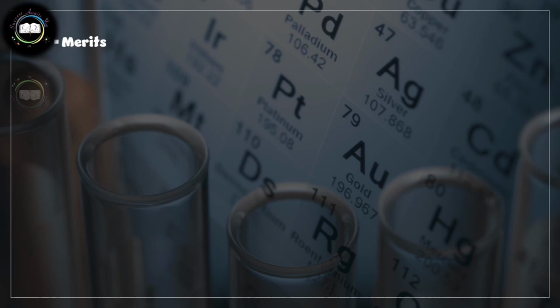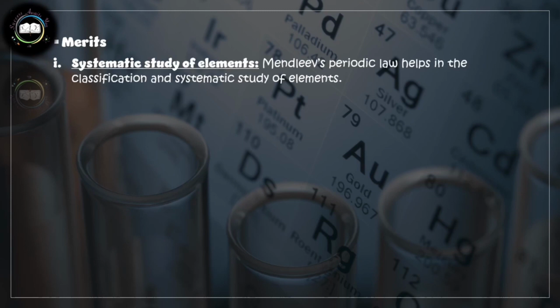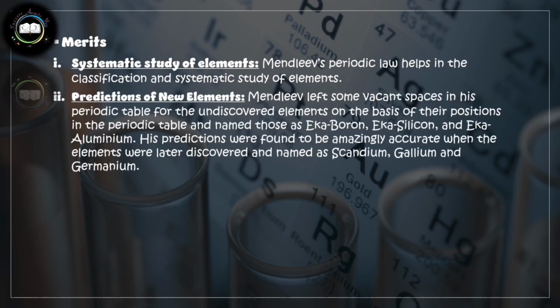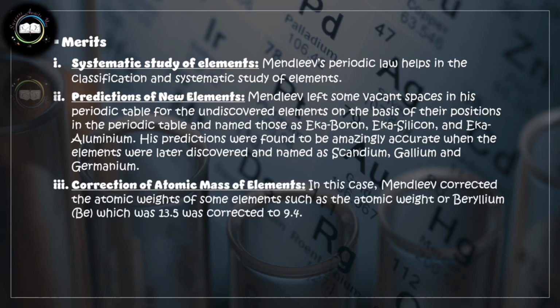Merits of Mendeleev's periodic table were the systematic study of elements. He made predictions of certain elements which were found to be amazingly accurate when the elements were later discovered. Mendeleev corrected the atomic weights of some elements, such as the atomic weight of beryllium, 13.5, was corrected to 9.4.